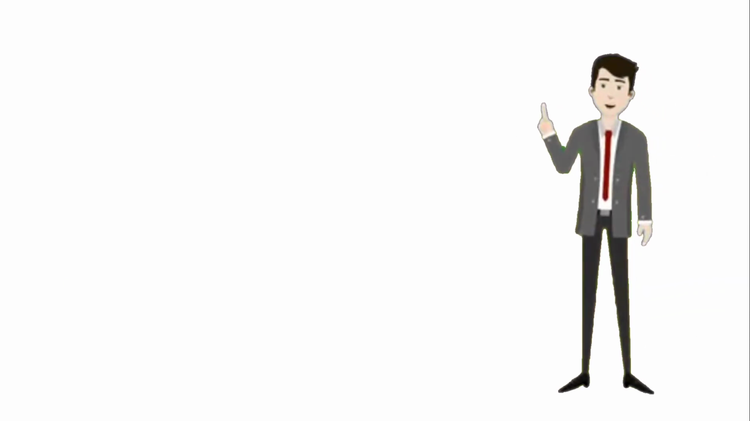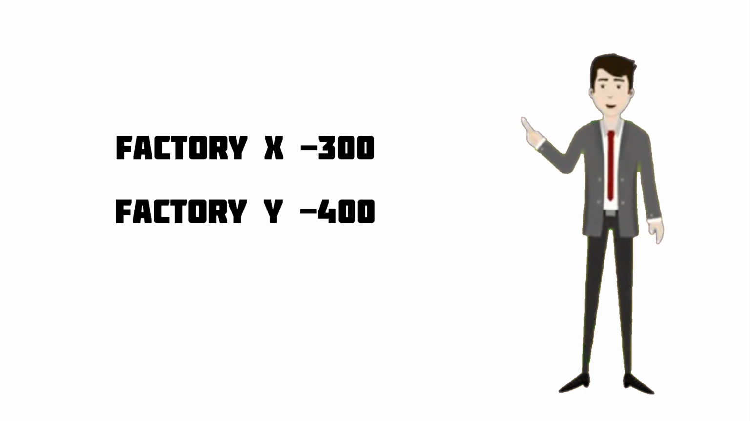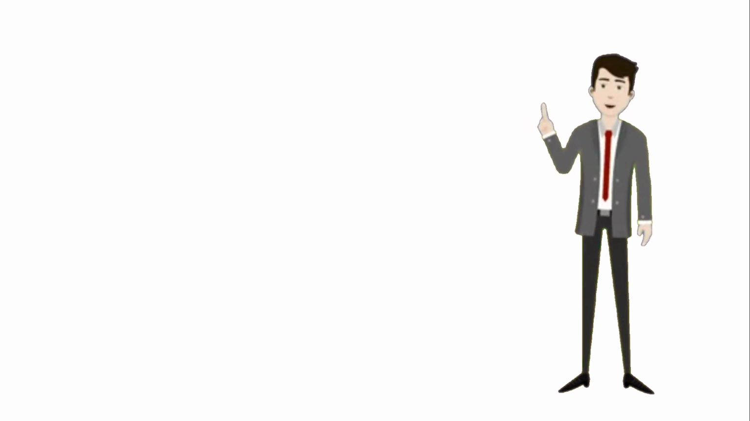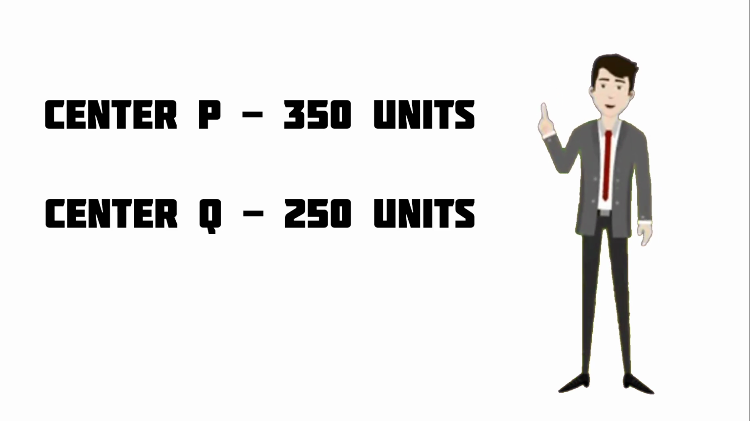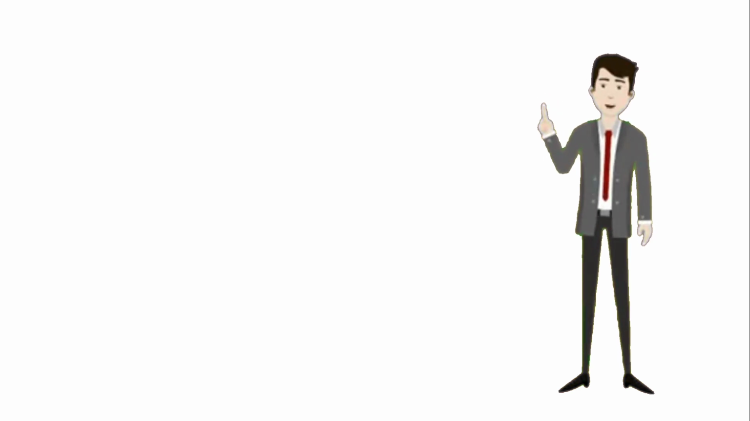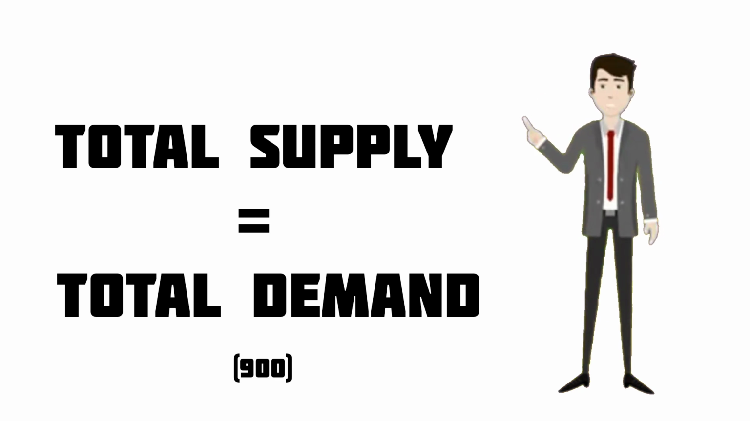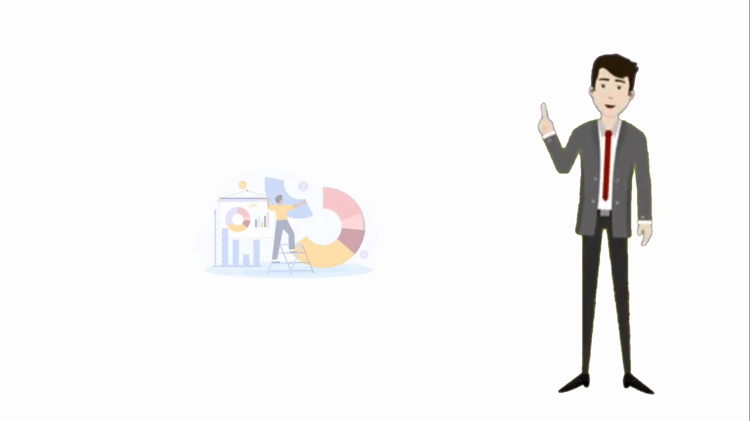The company has 3 production facilities: Factory X, producing 300 units, Factory Y, producing 400 units, and Factory Z, producing 200 units each week. These electronic devices are distributed to 3 regional centers. Center P requires 350 units, Center Q needs 250 units, and Center R demands 300 units weekly. Since the total supply equals total demand, both 900 units, this forms a balanced transportation problem. The challenge now is finding the most cost-effective allocation.